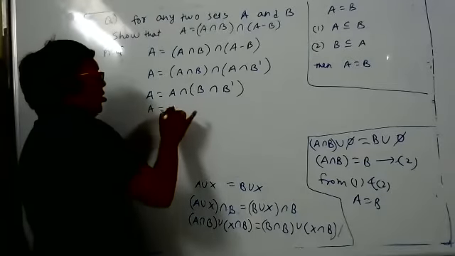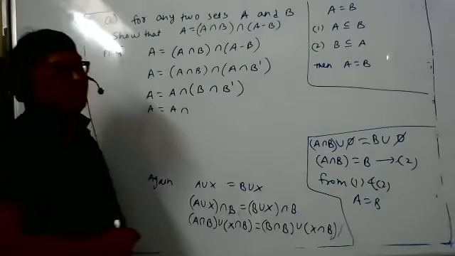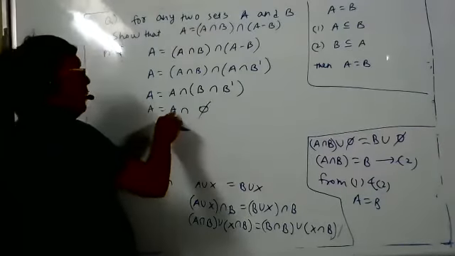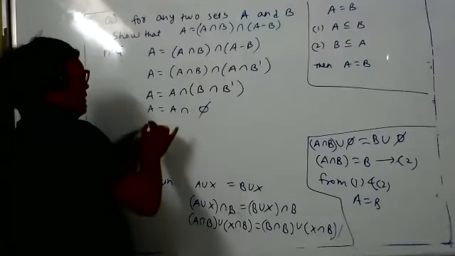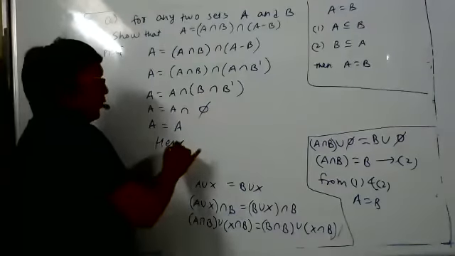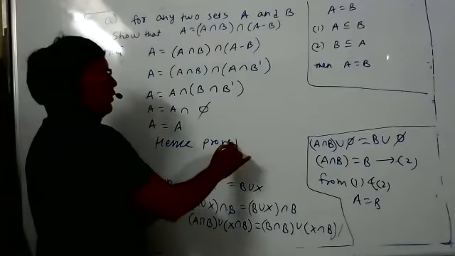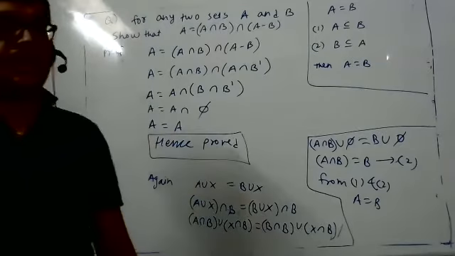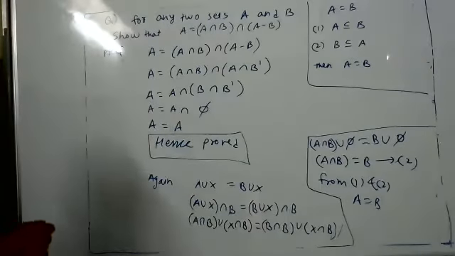What is common between B and B complement? Nothing is common. Null set. What is common between A and null set? Null set. A, hence proved. So this question can be done this way also. Some questions can be done by properties. Even that is a method. Very good method this is, but every time it will not work.